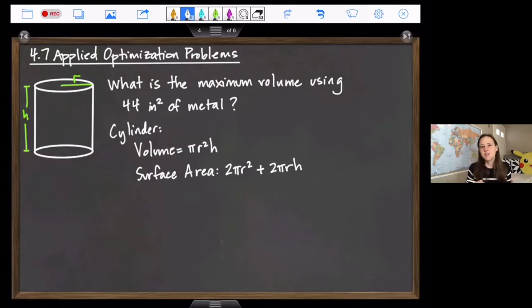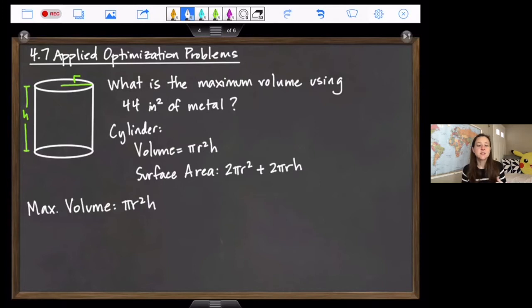All right, so the next thing we need to do is to find our formula for the thing we're trying to maximize. So we want to maximize volume, which I've told you is pi r squared h. And we need to get that formula down to one variable so we can take its derivative and find its absolute maximum. So the way we get it down to one variable is to use our constraint.